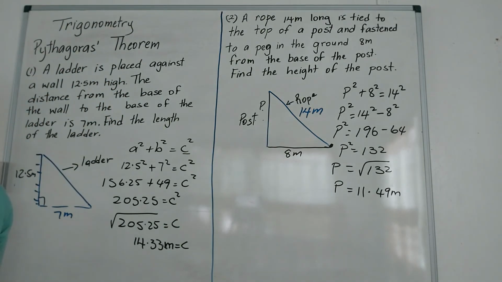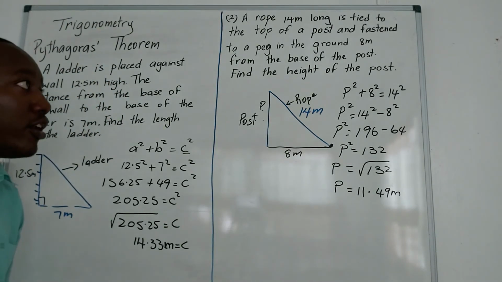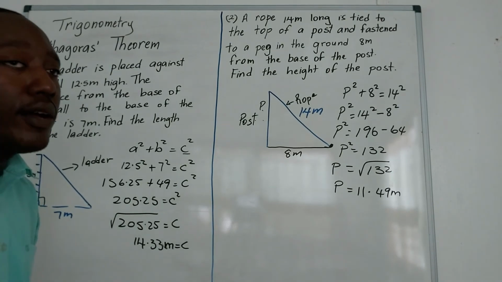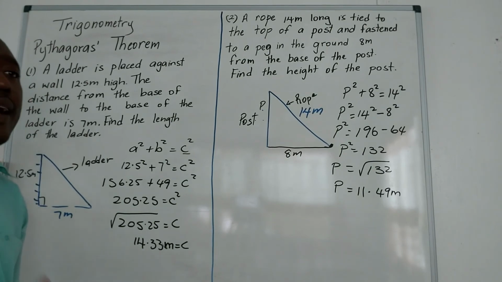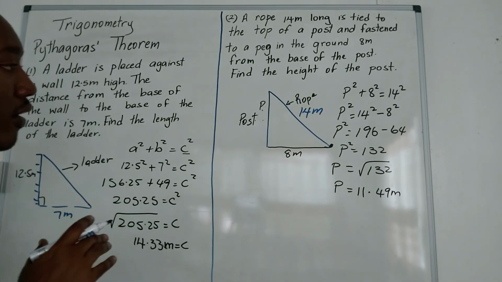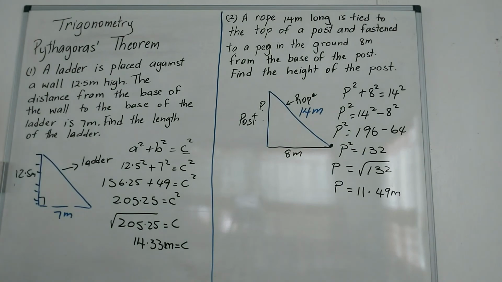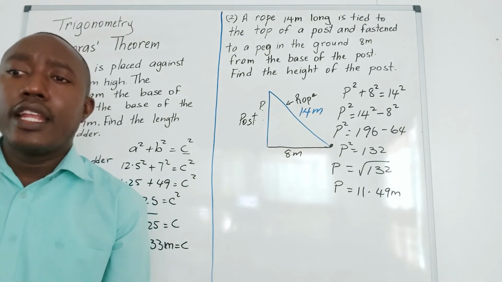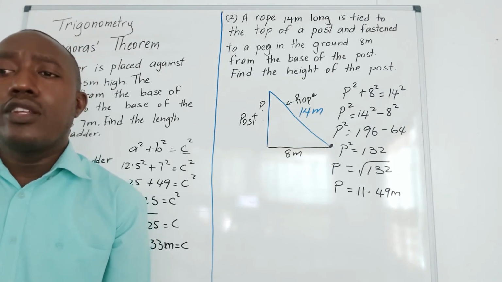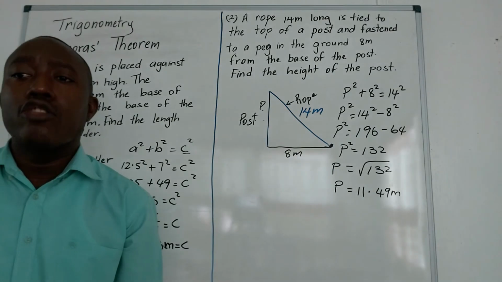So the post is approximately 11.49 meters long. You can use Pythagoras' Theorem and apply it in our daily lives to calculate the height or the length of an object if it forms a right angle triangle. In our next class, we will begin to look at trigonometric ratios.